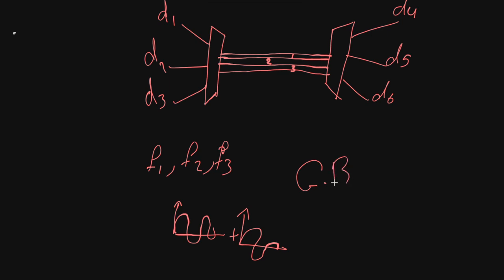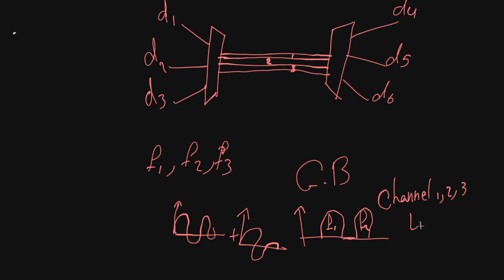A message is sent in FDMA in the form of, say, message 1 on F1, then there is a guard band here, then F2. All of these are sent on different channels. So there is channel 1, channel 2, channel 3, all on the same link. So this is the link with different channels. Okay, so this was the first one, which was FDMA.